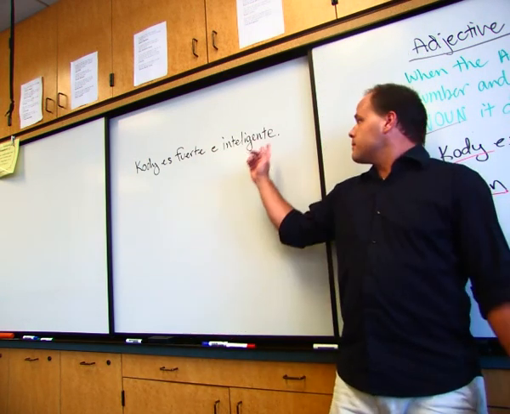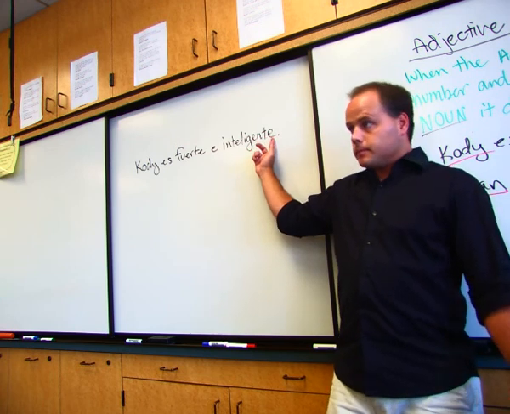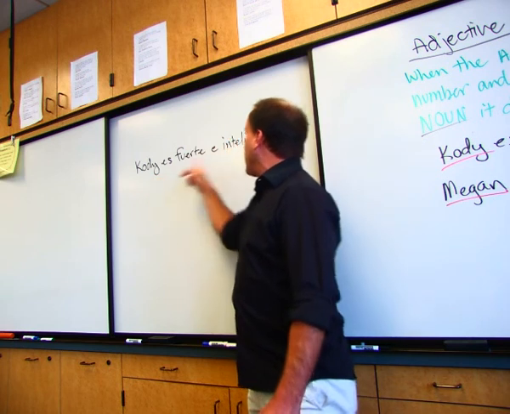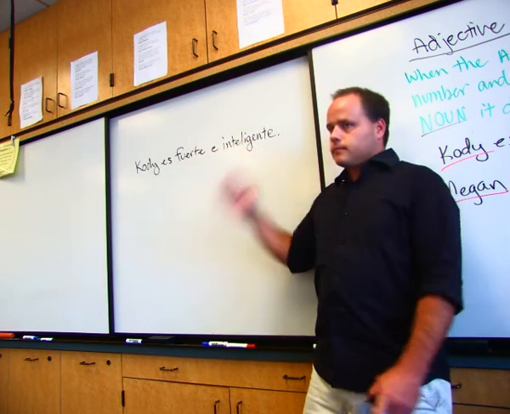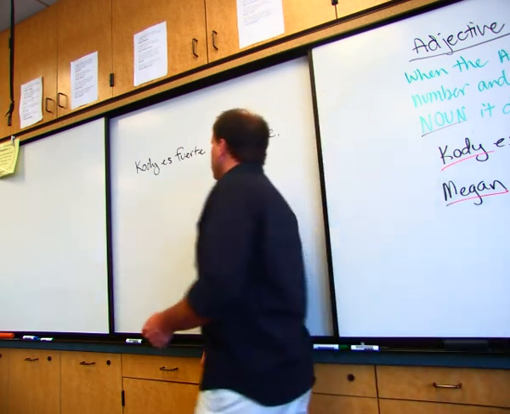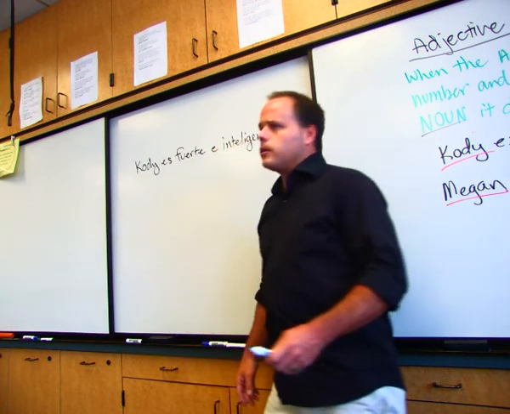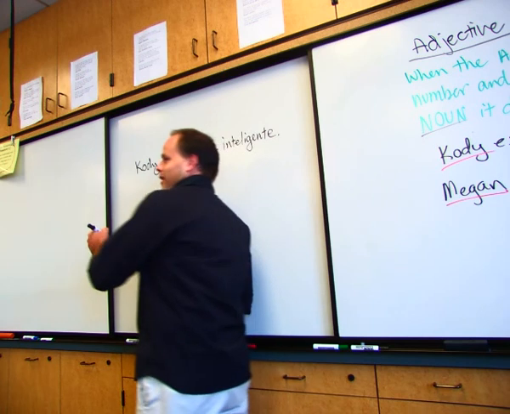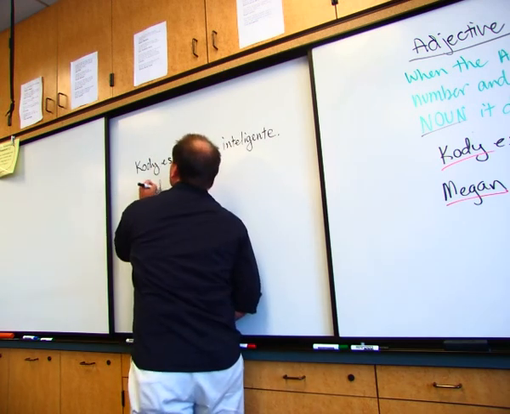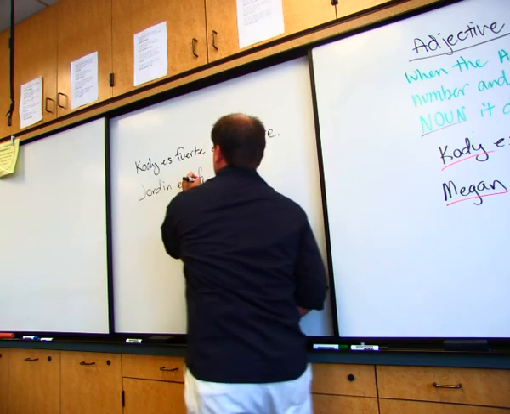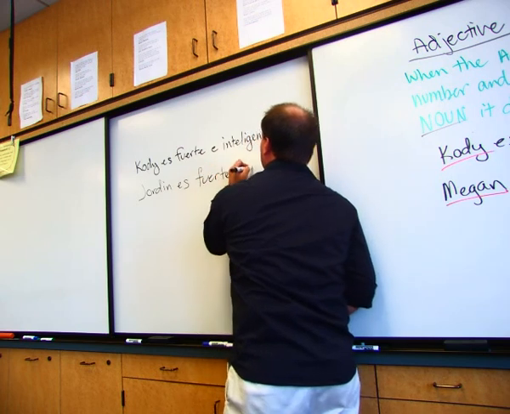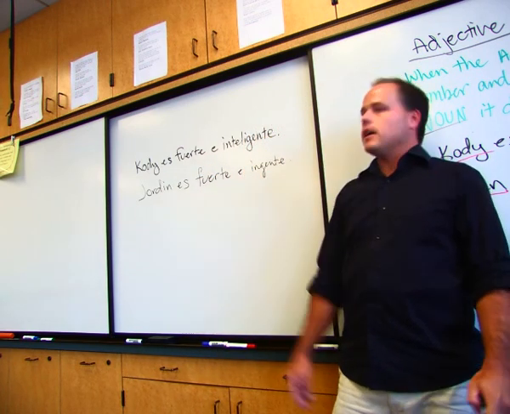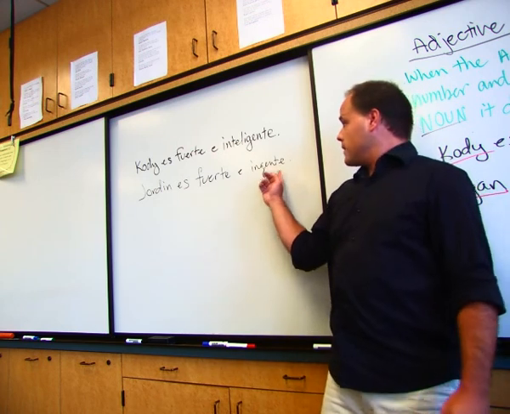In this case, is this masculine or feminine? It's actually both. In this case, since Cody's a guy, this word's going to be masculine. Okay? Do we have any girls that are smart and strong? Jordan? I saw your hand going up. All right. She's super strong. Jordan es fuerte e inteligente. Now, in this case, they both end in an E again. Are they masculine?